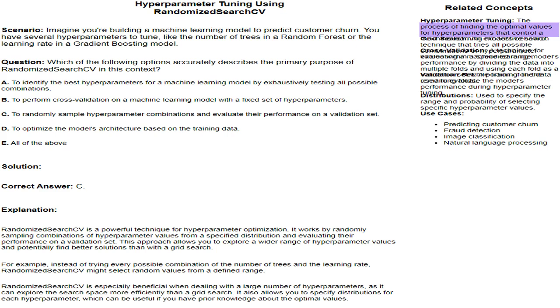Grid search. An exhaustive search technique that tries all possible combinations of hyperparameter values within a specified range.